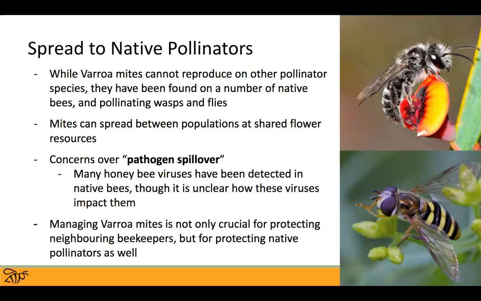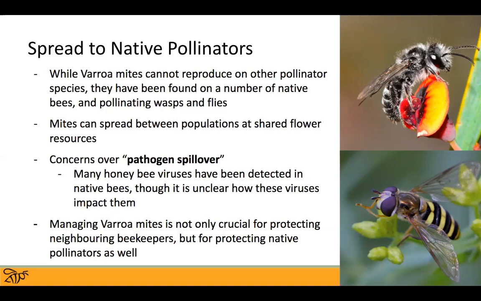Just for a little bit of background, honeybees are not actually native to North America, but there are at least 400 species of bees that are native to Ontario. And there's also tons and tons of different native wasps and flies, many of which are also pollinators.